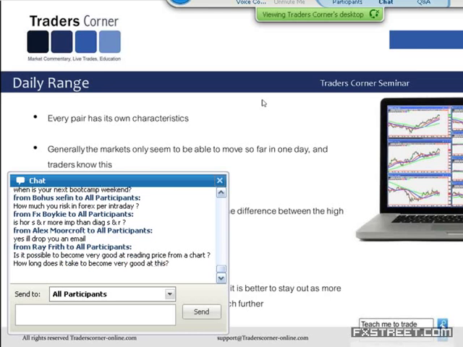Is horizontal support and resistance more important? Yes, for me, Boyki, it is. For me, it is more important.